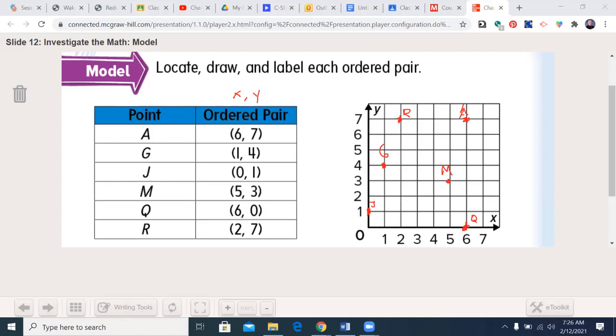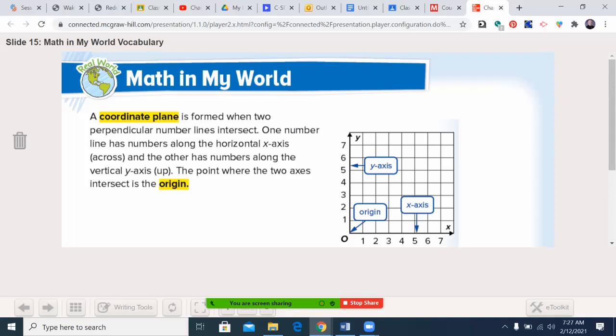So let's get into the bookwork. It's going to be found on page 525, and there is some vocabulary. A coordinate plane is formed when two perpendicular number lines intersect. Here's one number line, your vertical, and your horizontal. We call the vertical the y-axis, the horizontal the x-axis. And then you can see how it creates a grid if you extend them out. The point where the two axes intersect is the origin, and the origin's coordinates are 0, 0.